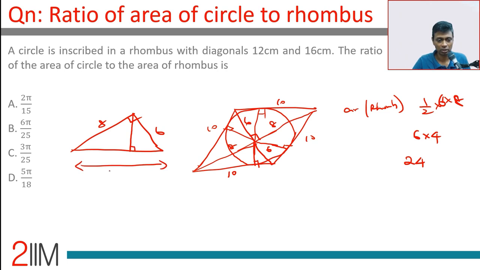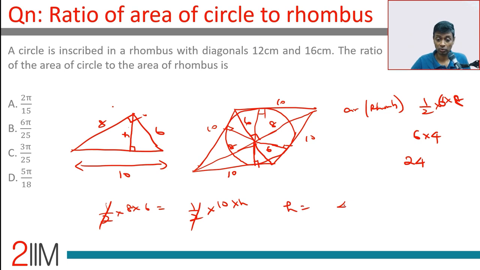You can use the idea of similar triangles and get there. Or you can say, we can substitute areas are equal. Half into 8 into 6 is half into 10 into height. Area is half into base into height. Whether you take this as base, this as height, or this as base, this as height, area should be same. The half gets knocked off. Height is 48 by 10 or 24 by 5.